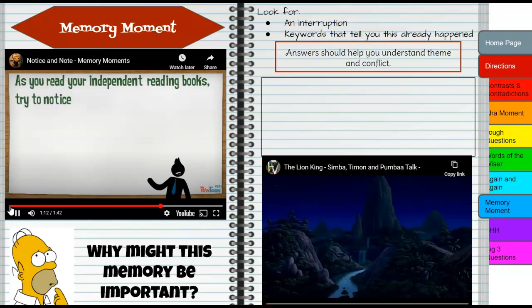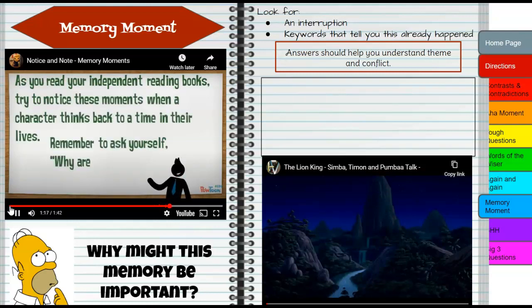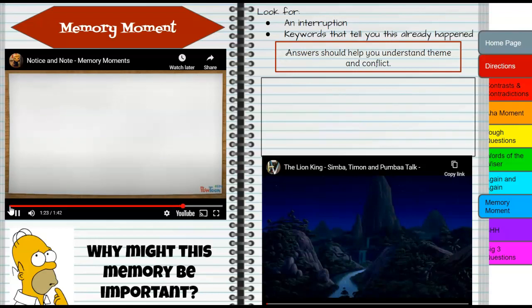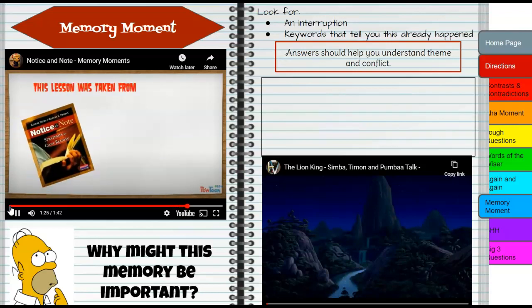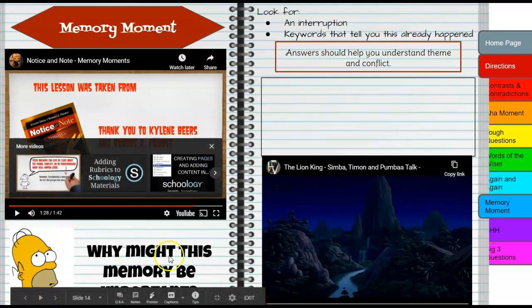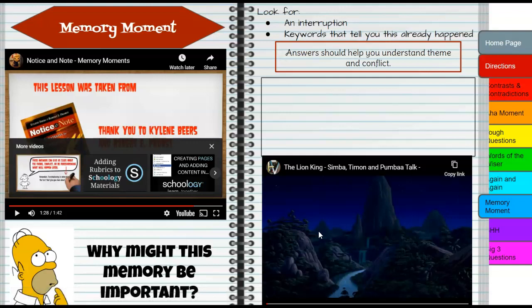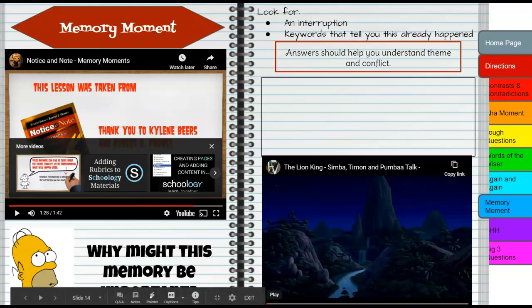As you read, try to notice these moments when a character thinks back to a time in their past. Remember to ask yourself, why are these memories important? Now you're going to watch this clip of The Lion King, and you're going to look for a memory moment in this clip. When you see the memory moment, I want you to think to yourself, why might this be important?